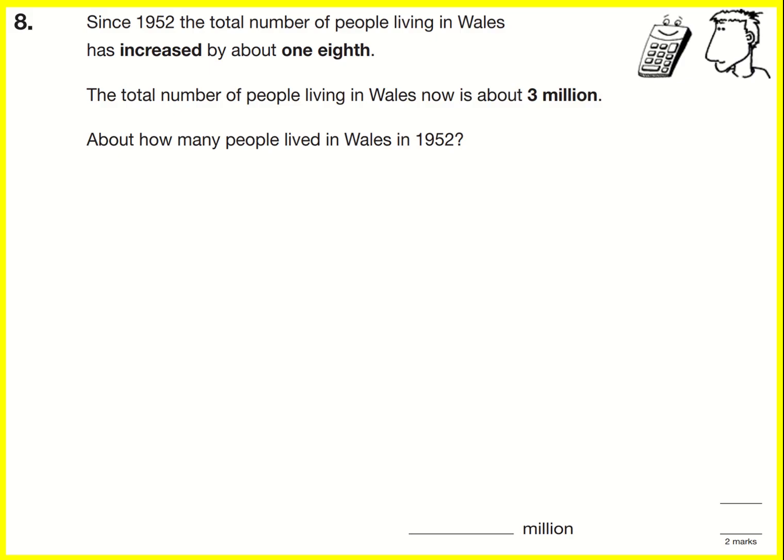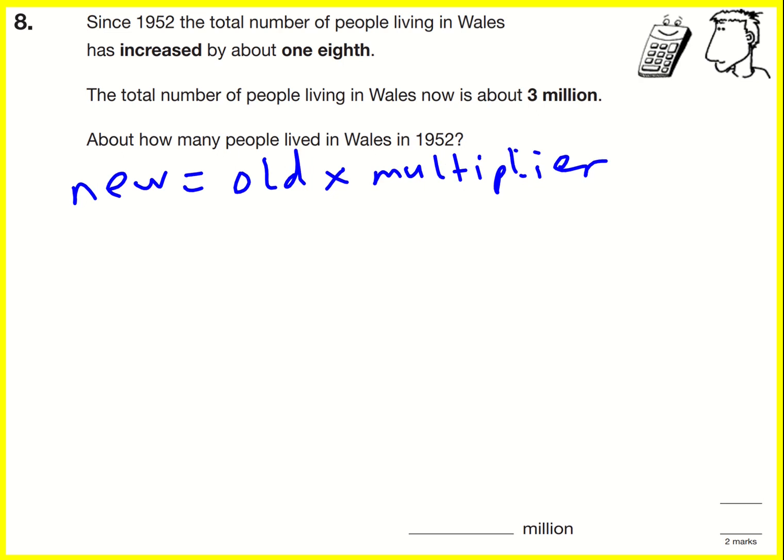You may well have spent some time doing percentages, and doing something called normal percentages when you're maybe finding a percentage increase. Reverse percentages, where you're working back to what the original value was, and also finding the percentage change itself. This is very much in the realm of that. We can still use the idea that new equals old times multiplier, but instead of percentages, we're just dealing with a fractional increase.